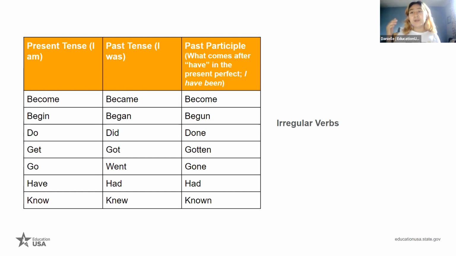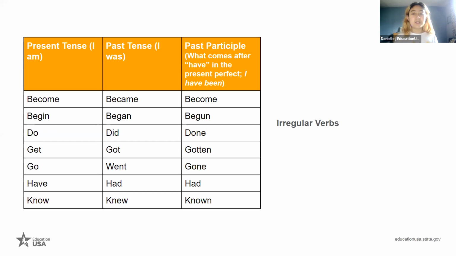Why are these irregular? Because as you can see, you're not using the "-ed" for the past tense like some other verbs. These have their own little words that you use depending on tense. So in the past tense, what do these words become? Become is became. But you guys can see on the chart: became, begin is actually began, do turns to did, get is got, go went, have had, know knew. So it's pretty understandable by then.